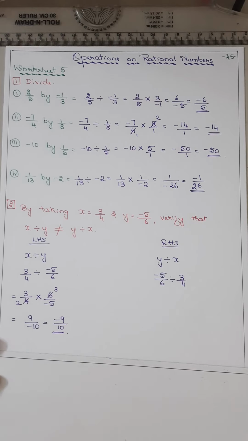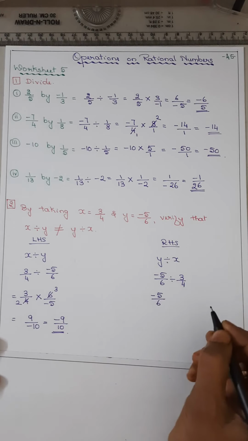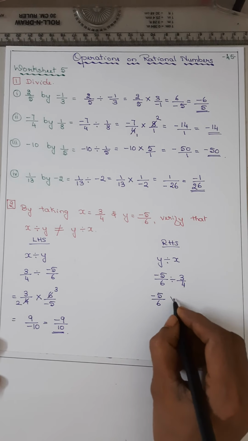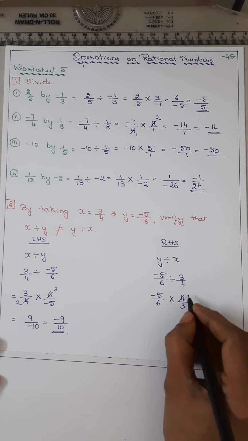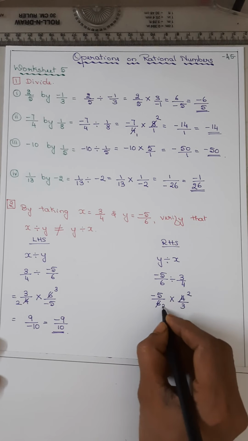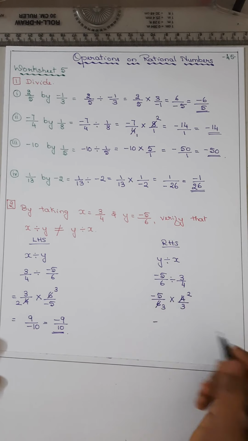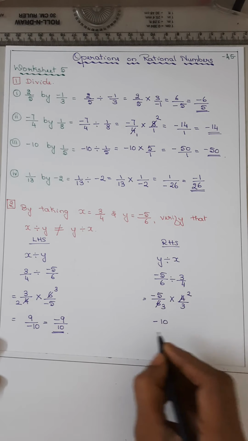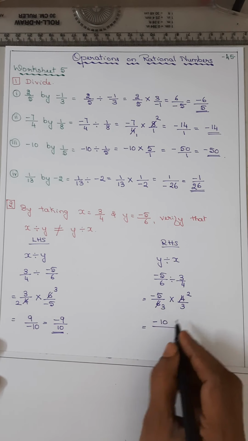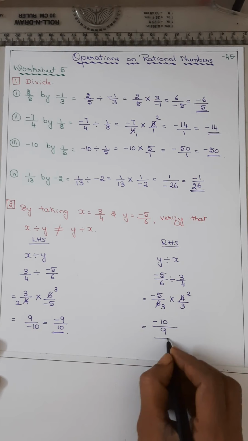Now on the RHS, it is minus 5 by 6 as it is. The division sign becomes a multiplication sign, 4 by 3. 2 2s are 4, 2 3s are 6. Now minus plus minus, it will be 5 2s are 10 and the denominator 3 3s are 9. So you got minus 10 by 9.